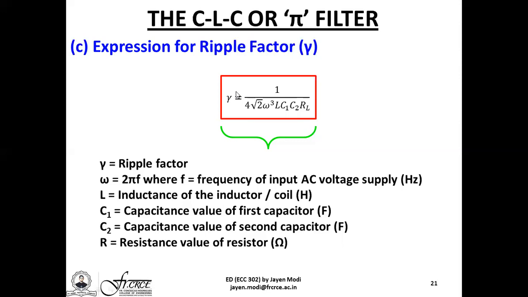Here you have omega cube because there are three reactive components L, C1 and C2. Recall that the ripple factor expression for the LC filter had a term omega square because it had two reactive components L as well as C.